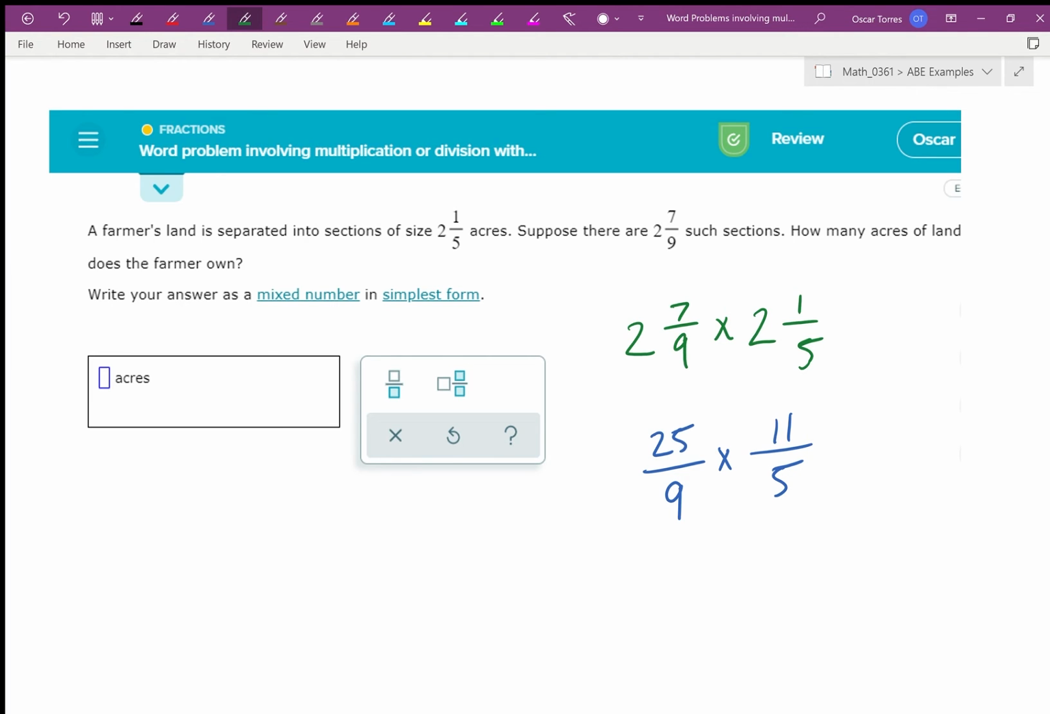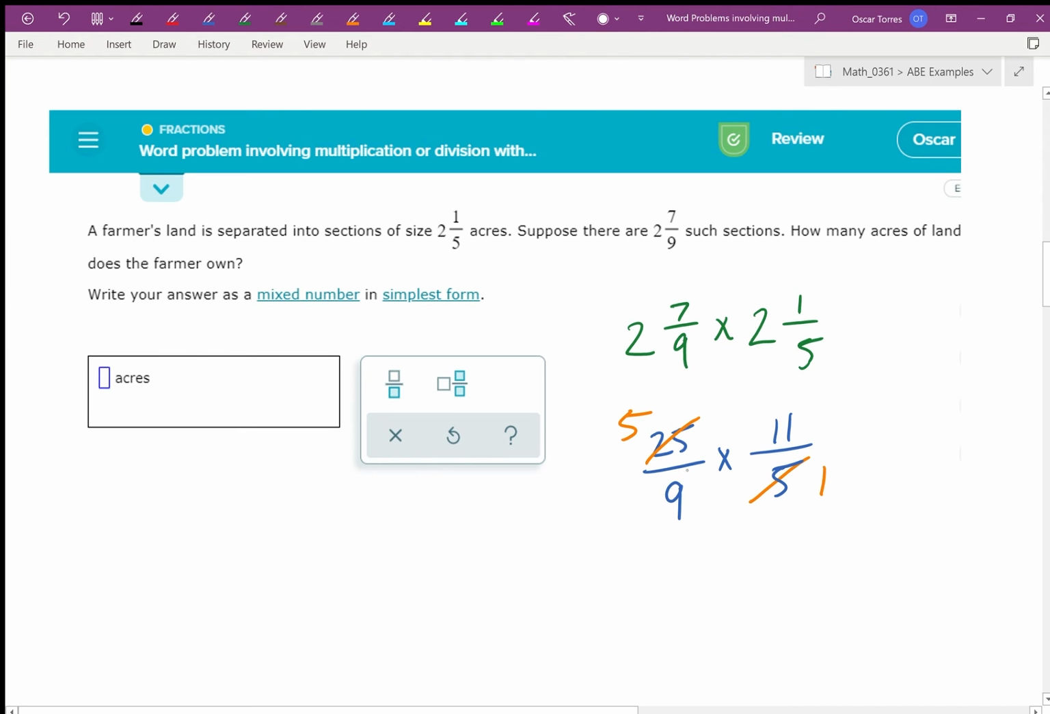So now we have our problem set up properly, and we can go ahead and either try this the lazy way, which is just multiplying left to right and simplifying the answer, or to save us a little bit of time, we can try simplifying the diagonals, and that's what I'm going to do. So I'm going to look at 25 and 5, and notice that the number 5 fits into both of these values. 5 goes into 25 5 times, and 5 goes into 5 1 time. So we're done with those diagonals.